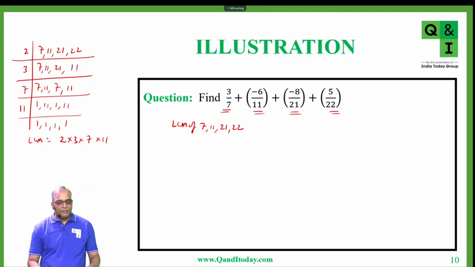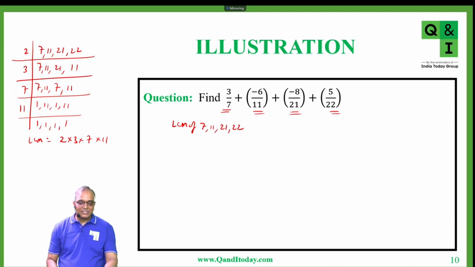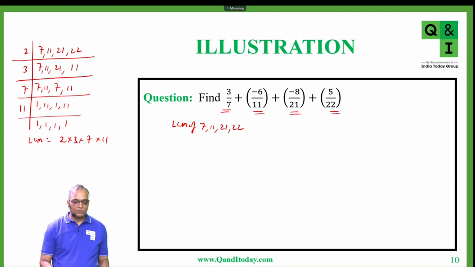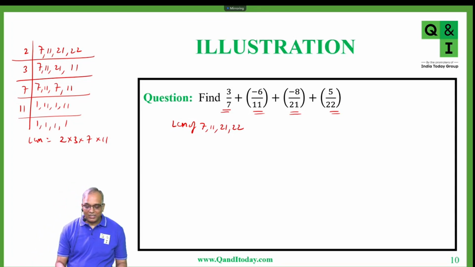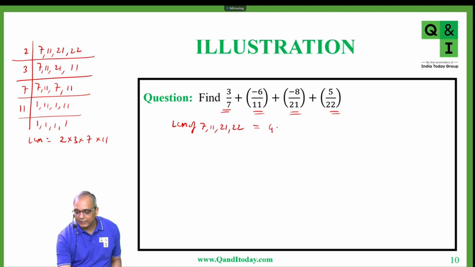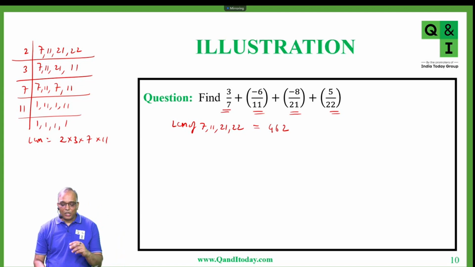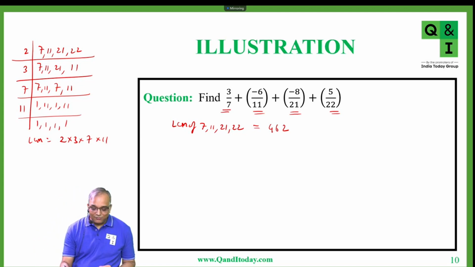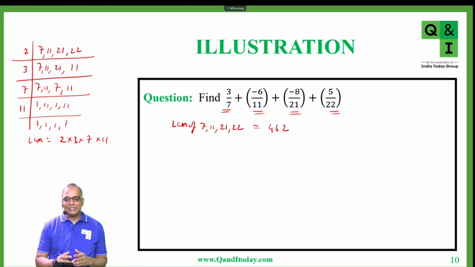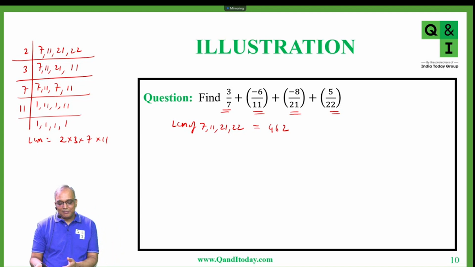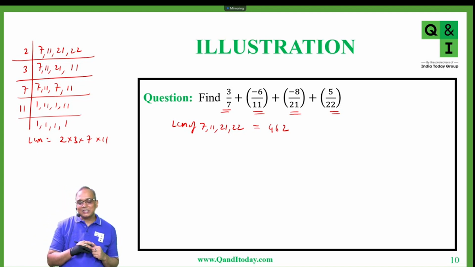So when you multiply this, 7 3s are 21, into 2 is 42. So 42 into 11 will be 462. So the LCM of 7, 11, 21 and 22 is 462. Once we have got the LCM, we'll convert each of these fractions to an equivalent rational number with a denominator of 462.